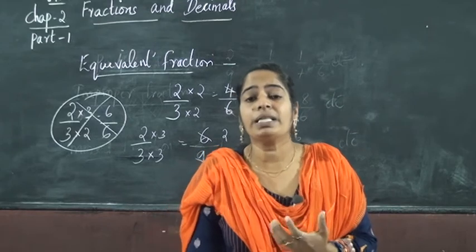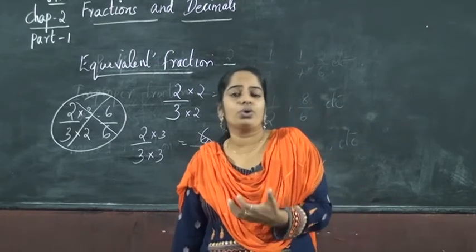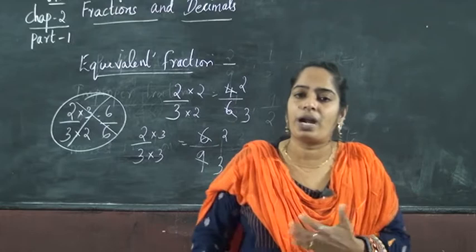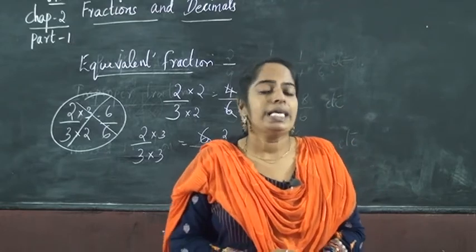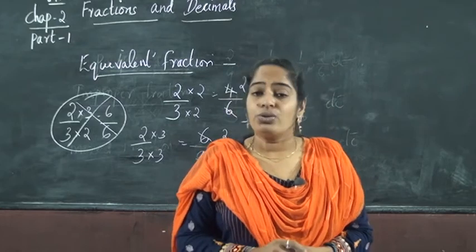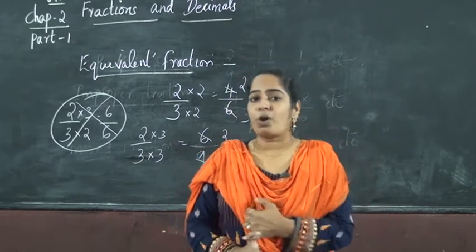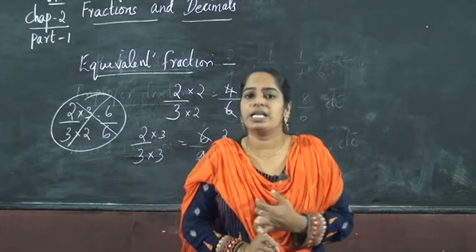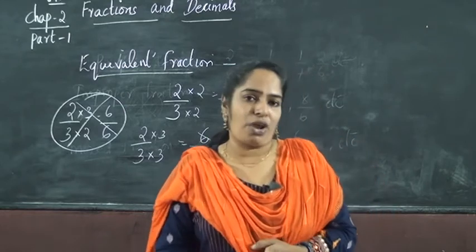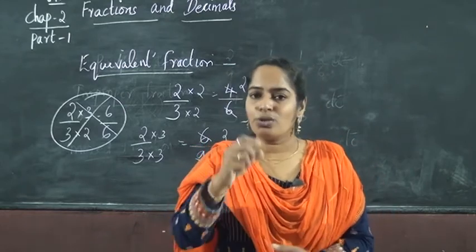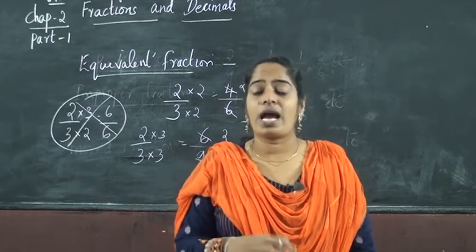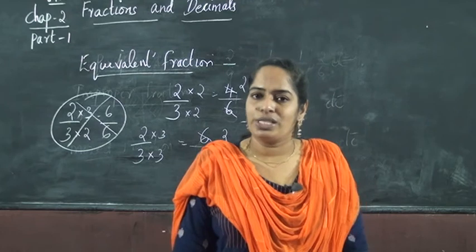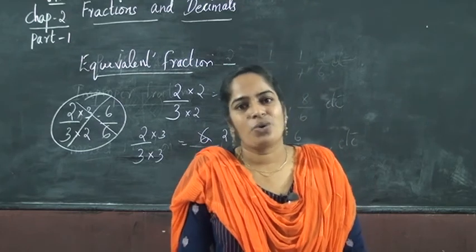If you multiply by 2 or 3 or 4 or different numbers, even 100 or 50, whatever number, you will get an equivalent fraction. So children, you all understand what is meant by proper fraction, improper fraction, equivalent fraction and mixed fraction, isn't it? You must study and write different fractions. Okay children, see you in the next class. Okay, thank you.